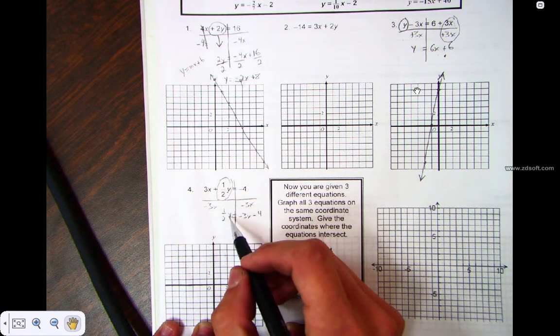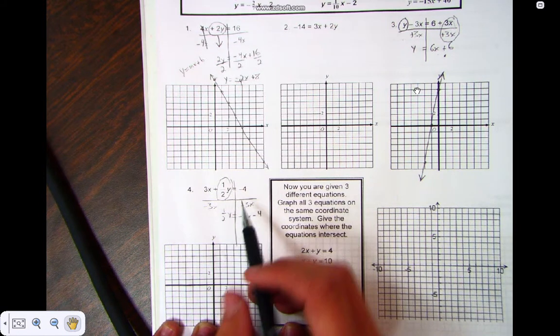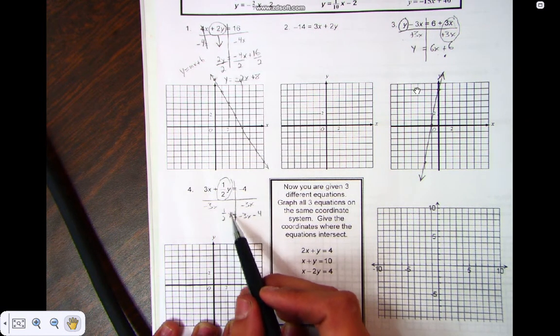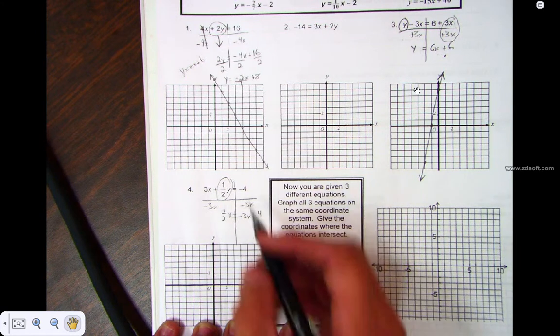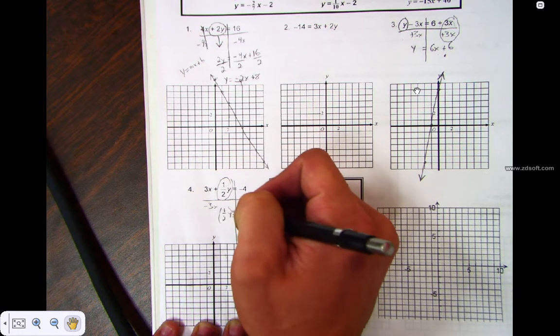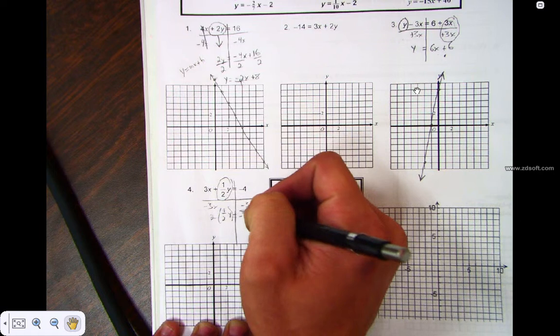Alright, so when you see a 1/2 y, it's the same thing as saying y divided by 2. Most of the time, I'll just put this y up on the top with whatever number's up there. Okay, so this is the same thing as saying y divided by 2. So I'm going to multiply both sides by 2 to get rid of that. So multiply this side by 2, and multiply this side by 2.